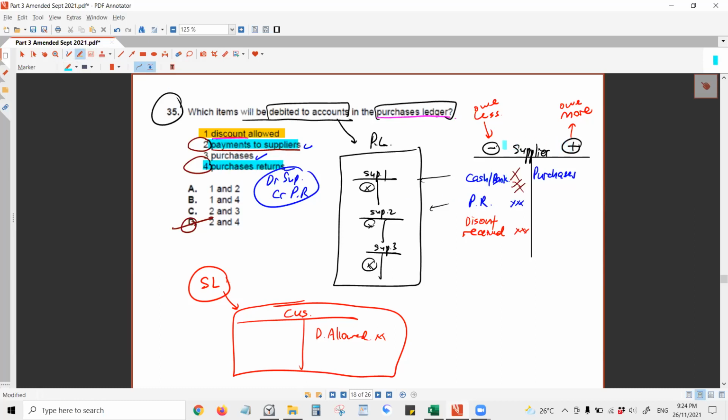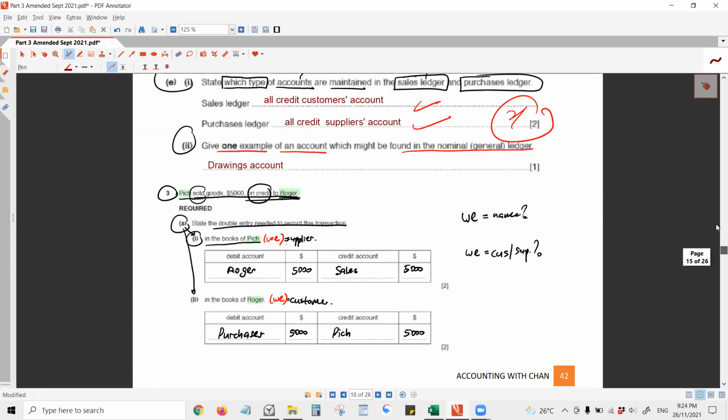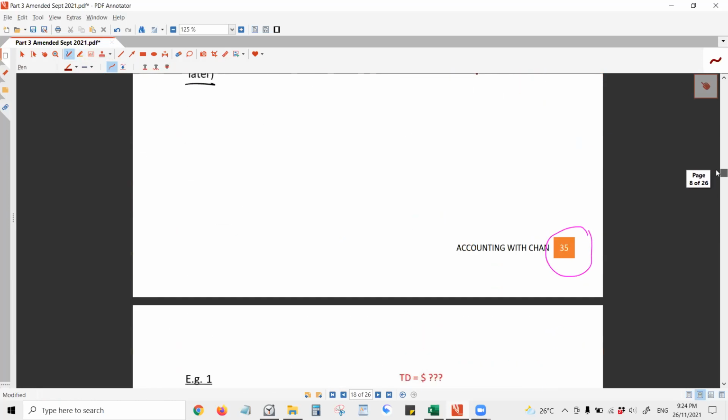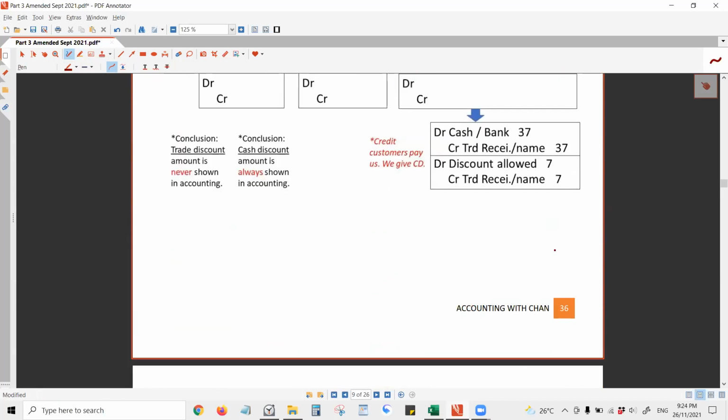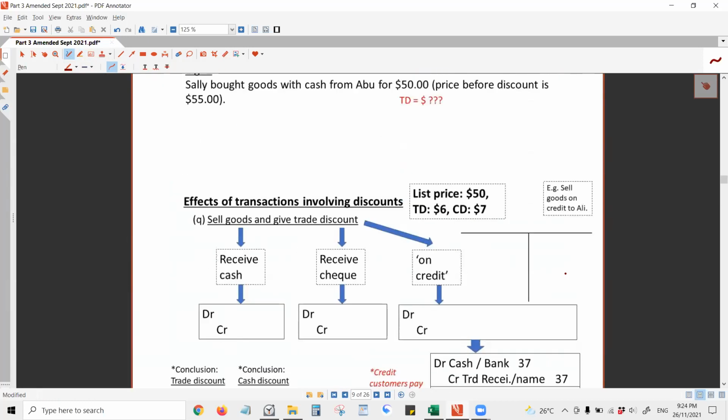So in a supplier's account, remember, plus is here, minus is here. For customer's account, here is plus, here is minus, the other way around. Okay, now let's look at the notes again. Come to page 36.